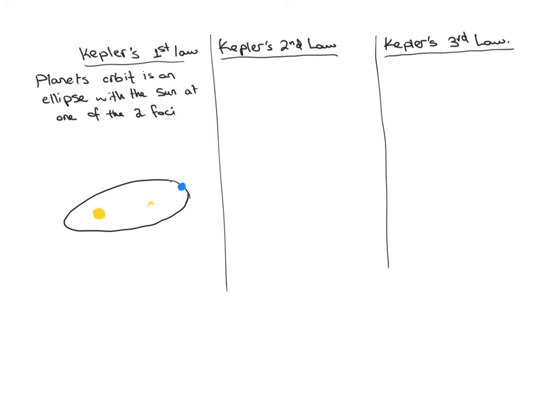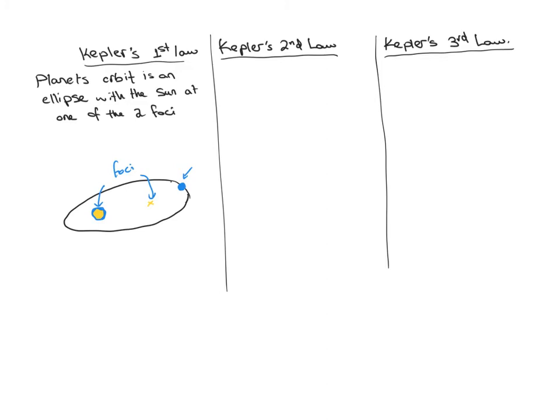In his first law, he said that a planet's orbit is an ellipse with the sun at one of the two foci. So this is a planet going around in an elliptical path, an elliptical orbit around the sun, based on one of the foci. So these are the two foci, and the sun is basically at one of the foci. So that was his first law. It's quite straightforward and simple.